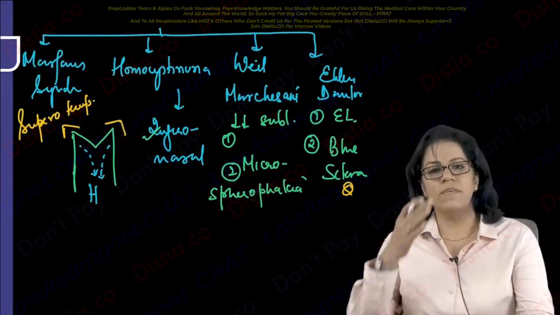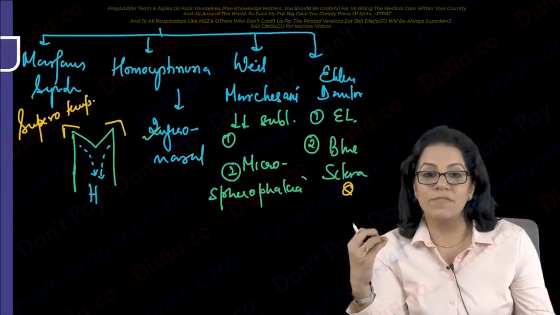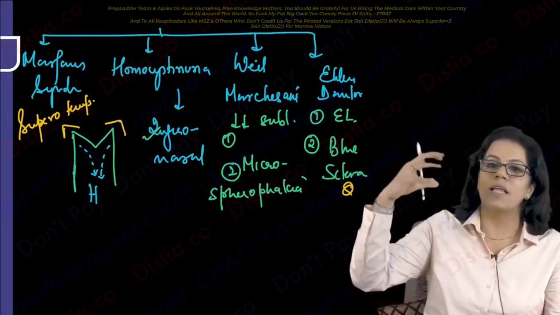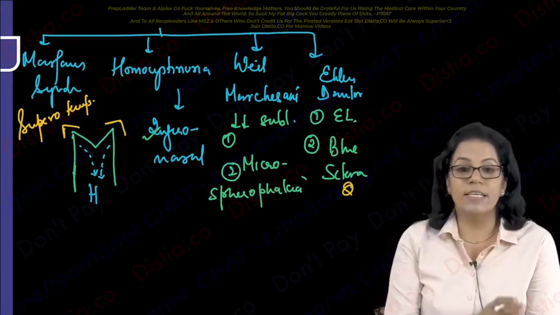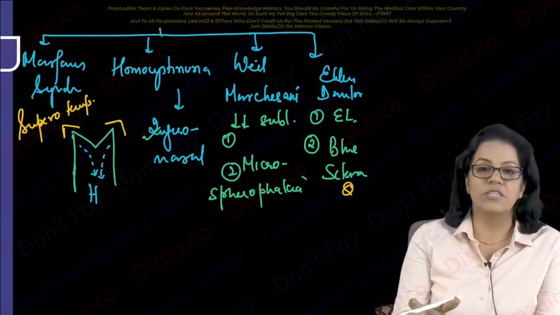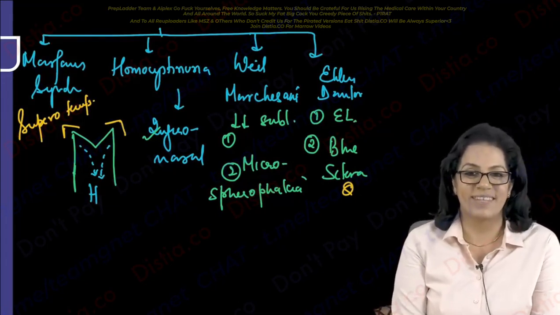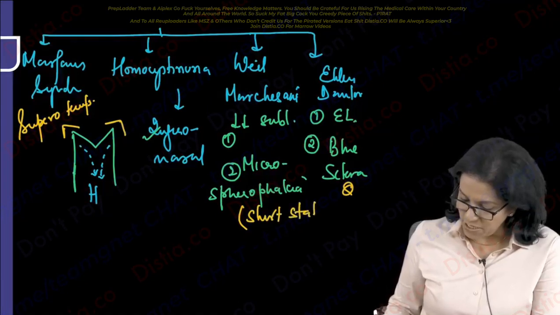So, you should also have an idea that if you talk about Marfan's, the patient is tall, hands are long, fingers are long, arachnodactyly, right? And just opposite is the patient of Weil-Marchesani who is short-statured with stubby fingers. Okay, will you remember that? So, the patient of Weil-Marchesani has short stature and stubby fingers.